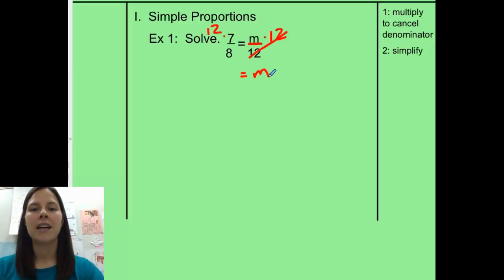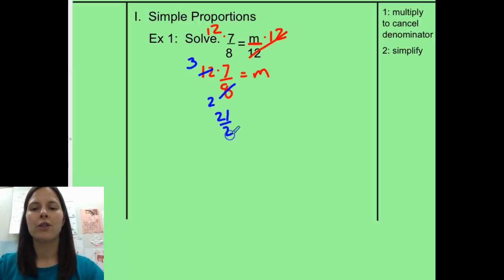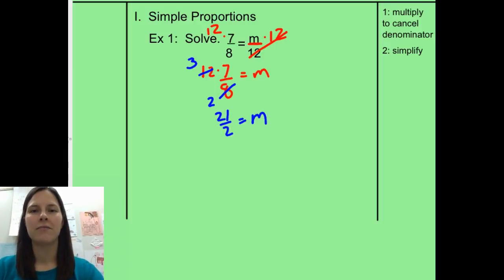On the right-hand side, I'm going to simplify. 12 and 8 both have a common factor of 4. I'm going to rewrite this so my simplifying is a little bit easier to see. Dividing 12 by 4, I get 3. Dividing 8 by 4, I get 2. Now I can multiply my 3 by 7 over 2 to get the simplified version of my answer.